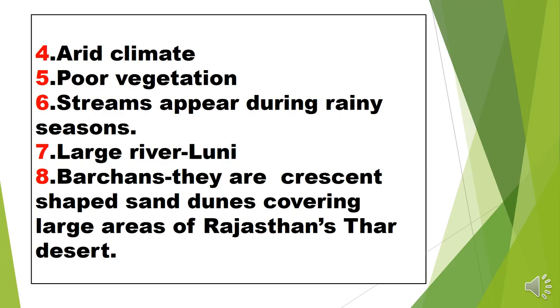due to the arid climate and poor vegetation, because of less availability of water, and this area receives very little rainfall, less than 150 millimeters. So in this area only the Luni river can flow. These are the features of the Indian desert.